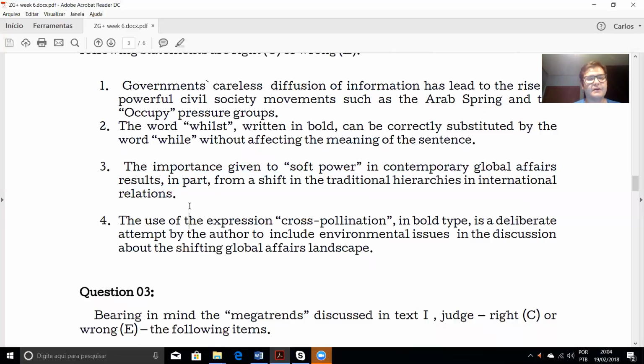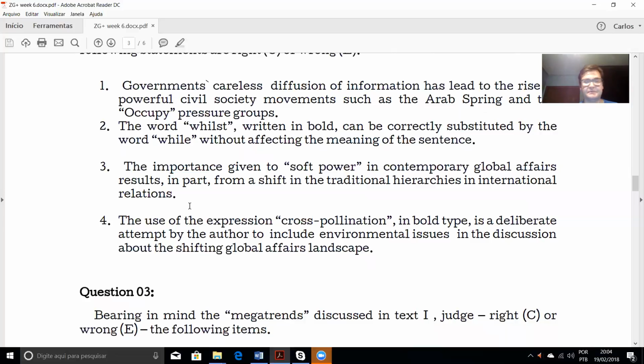The use of the expression cross-pollination in bold type is a deliberate attempt by the author to include environmental issues in the discussion about the shifting global affairs landscape. So this one is incorrect. There's also, again, no causal relationship between the use of an expression and including environmental issues in the discussion.